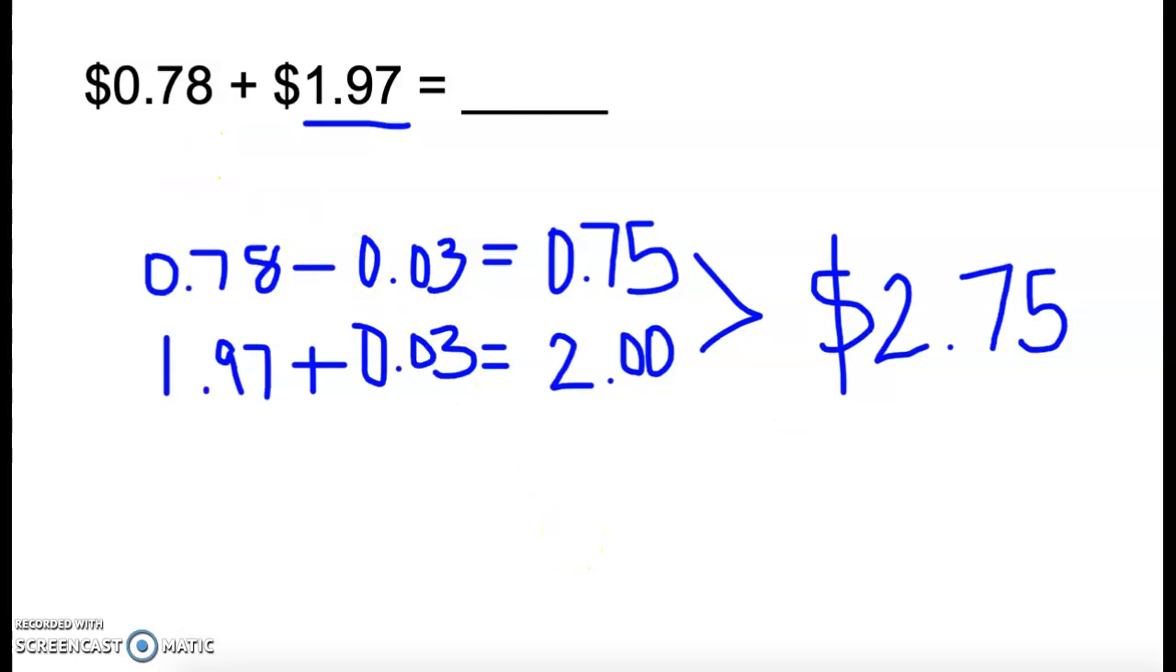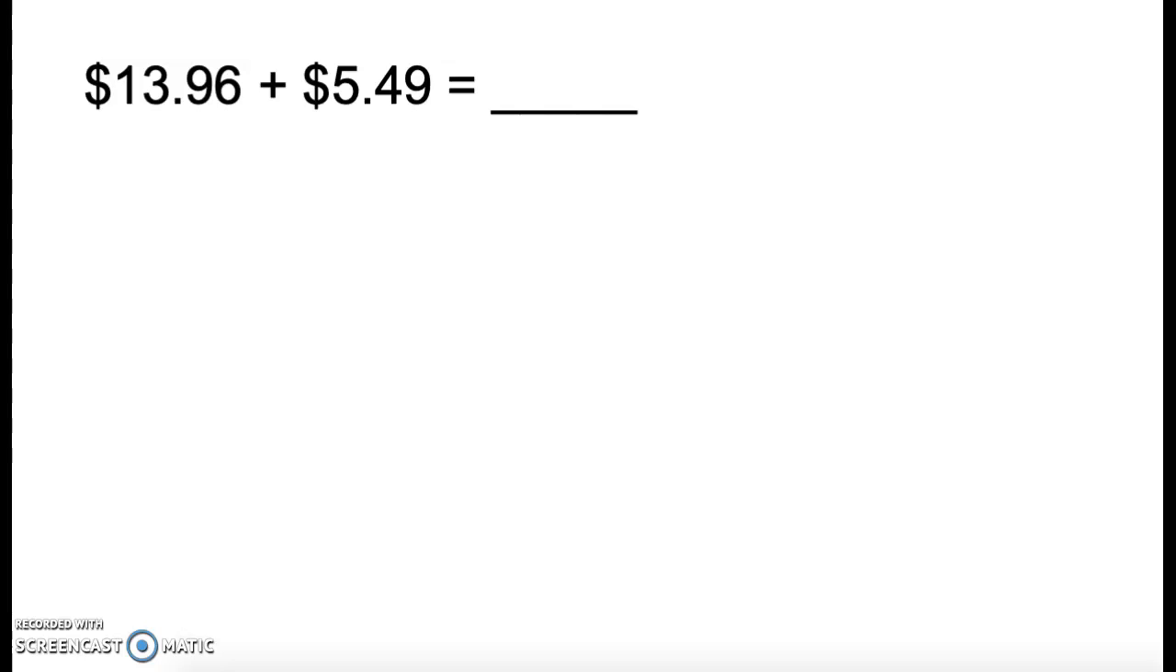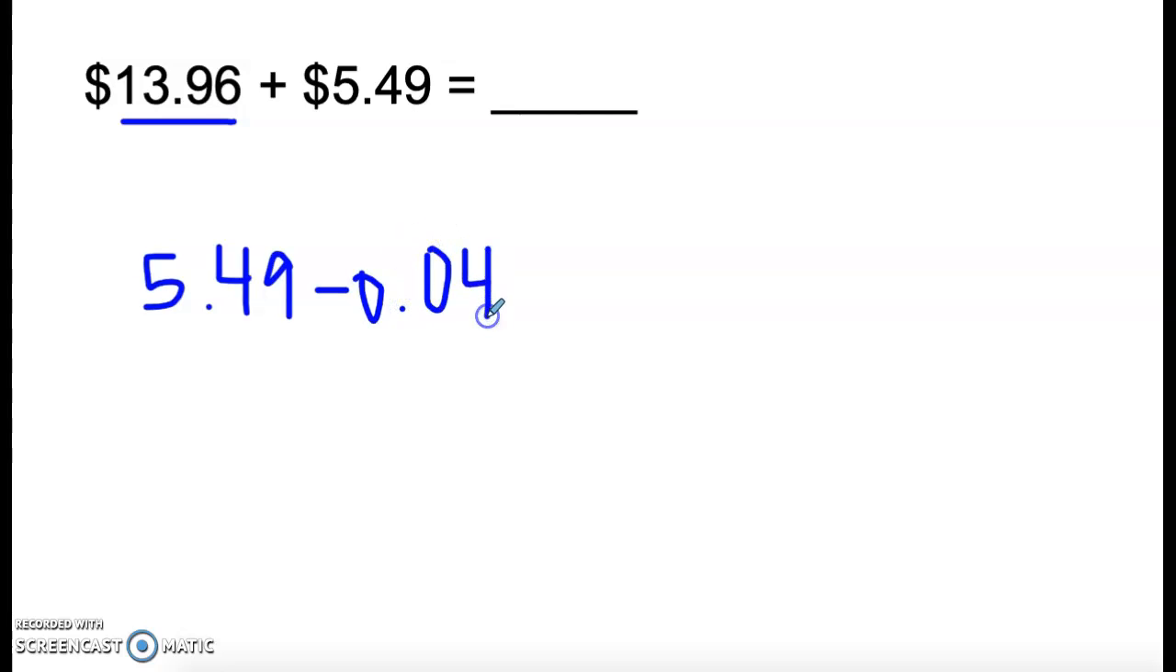So we're going to do one last practice one, and I hope that you can do this one on your own with me. Which one of these is really close to a nice number? Yeah, we see this is really close. If we had 4 more cents here, we would have $14. So in order to do it, we need to take from the 5.49, and then we need to give it to the other one. So I know that I need 4 cents over there. So I'll take it from my 5.49, and I'm going to give it to my 13.96.